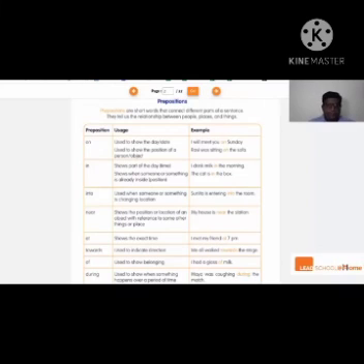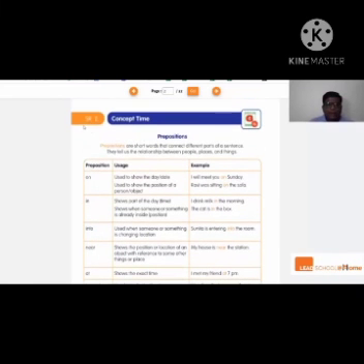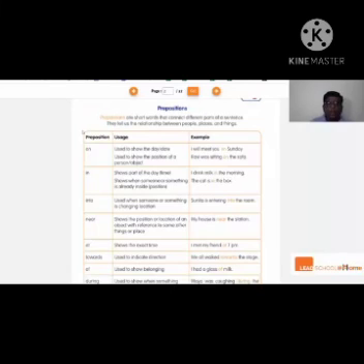Preposition "on". Now focus, it is very important. In this tabular column, you can also see this. This information is available in your SR2. You can also refer to that. What are prepositions? Prepositions are short words that connect different parts of a sentence and tell us the relation between people, place, or things. Okay, those are called prepositions.